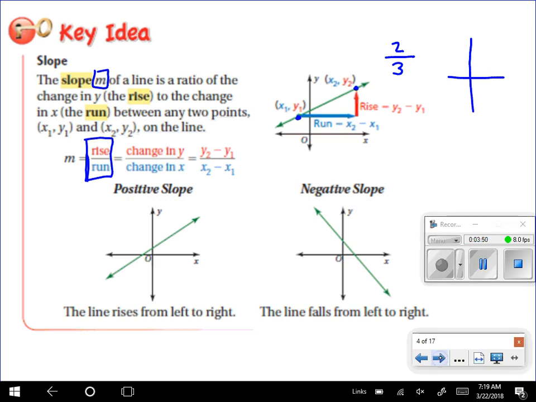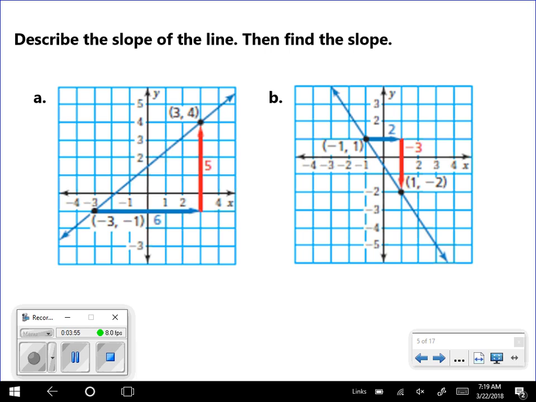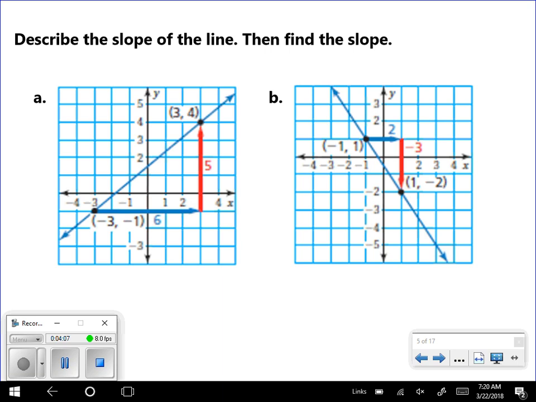All right, our first examples here give us some help because they draw the lines in for us. We have a point at -3, -1, and a point at 3, 4. It says, describe the slope of the line and then find the slope. When it's asking to describe the slope of the line, it wants to know if the slope is positive or negative. In this case, our line is rising from left to right. So this is going to be a positive slope, so our answer when we find the slope should be positive.